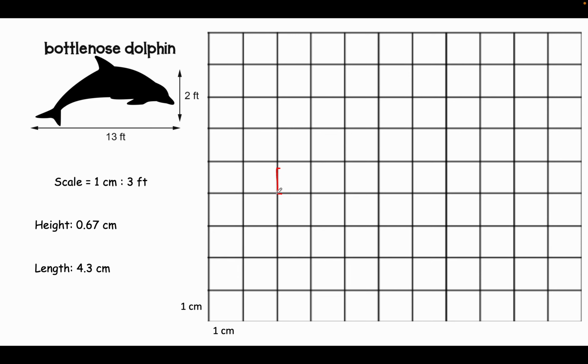The length is 4.3. So I'm going to need to count 1, 2, 3, 4. And to get 0.3, I'm just going to venture out a little bit, not quite to the halfway point, and that's the length of my dolphin. So somewhere in here, I'm just going to sketch a drawing that will fit, where this is my 0.67 height, and here is my 4.3 length, and this is where I'm going to sketch my dolphin.